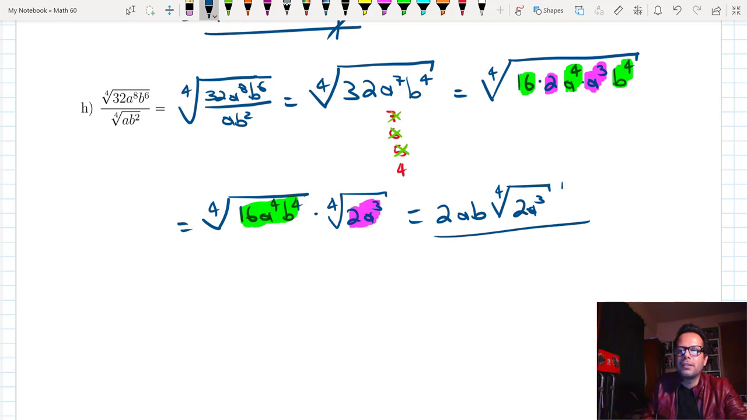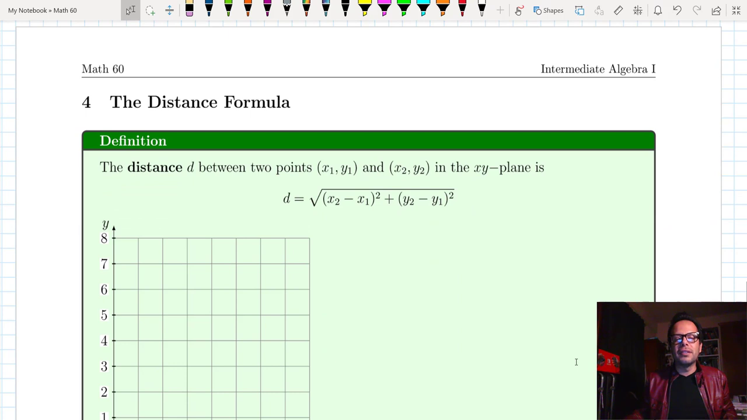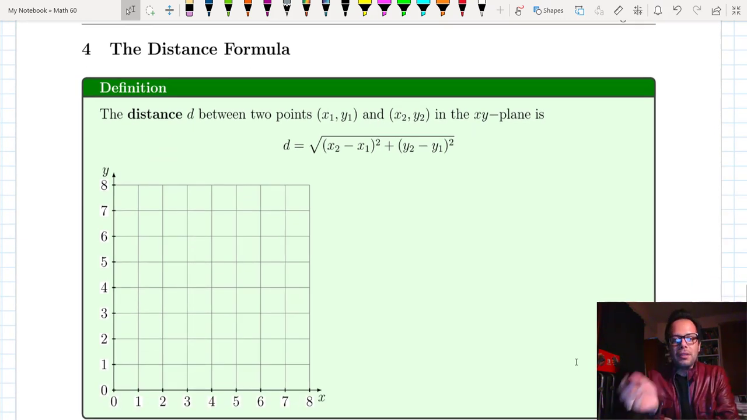All right. Let's call it a day for this example. So that's pretty much about it. That's as far as the properties of radicals go, rather the quotient rule and the product rule. Now we're going to look at a couple of applications of simplifying this, in which this type of problem comes into play. So the distance formula.